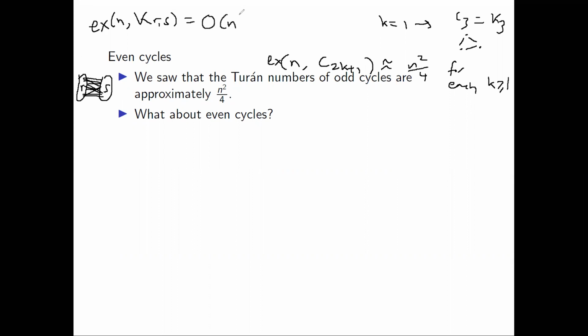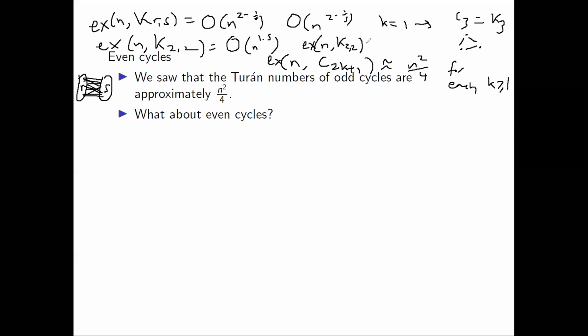This has an upper bound of big O of n to the 2 minus 1 over r. And by symmetry, we also have an upper bound of big O of n to the 2 minus 1 over s. And when r equals s equals 2, we can say ex(n, K_{2,2}) equals big O of n to the 1.5. So the Kővári–Sós–Turán theorem implies that. We proved in the last video, we provided a construction using some facts from number theory, that ex(n, K_{2,2}) equals omega of n to the 1.5.